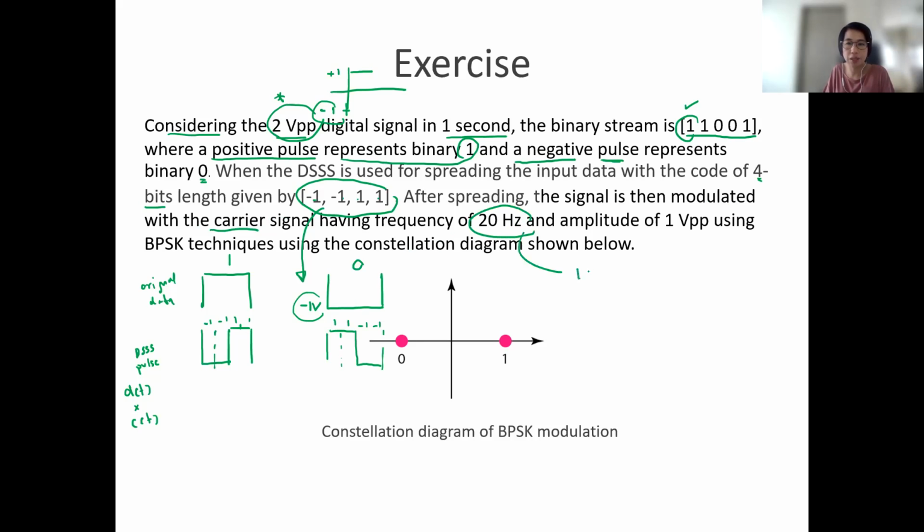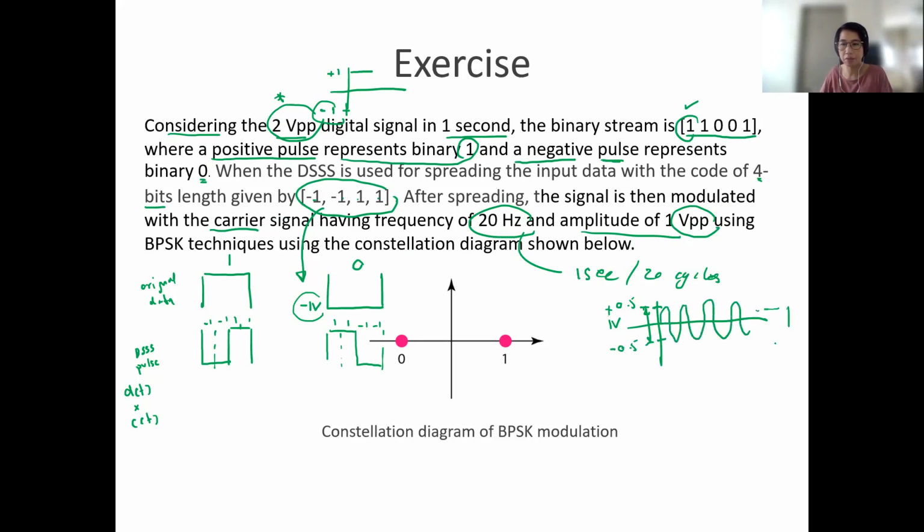So 20 Hertz means that in 1 second, you have 20 cycles of sine wave. And the amplitude of the carrier is 1 volt peak-to-peak. What does 1 volt peak-to-peak of the sine wave mean? From minimum to maximum will be 1 volt. So it means that the maximum will be 0.5 and the minimum will be -0.5. Okay, this is a sine wave, 20 cycles in 1 second.